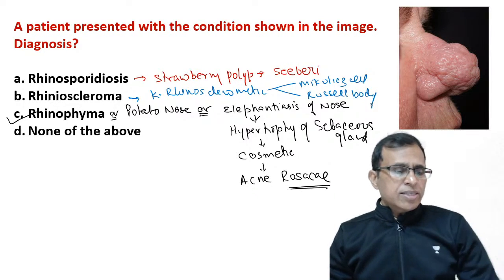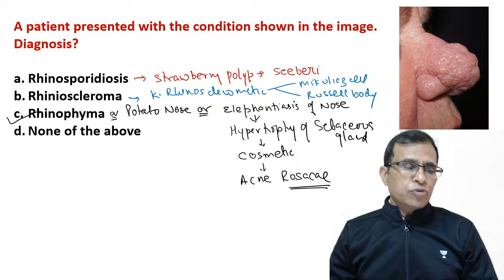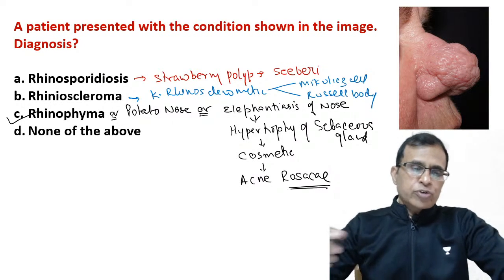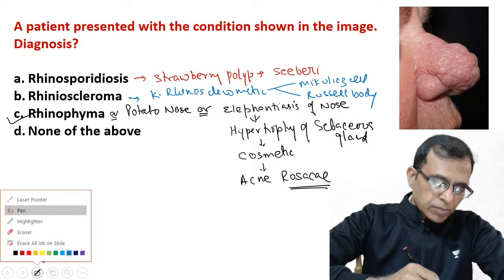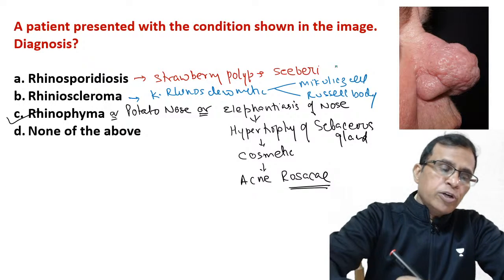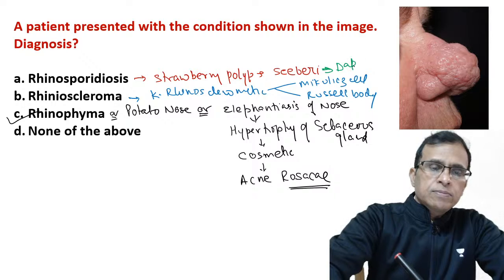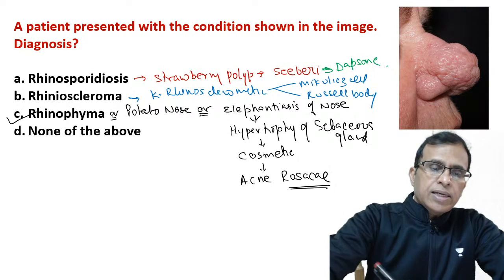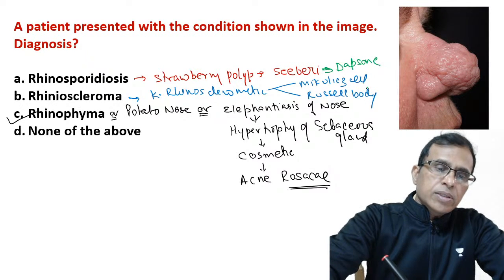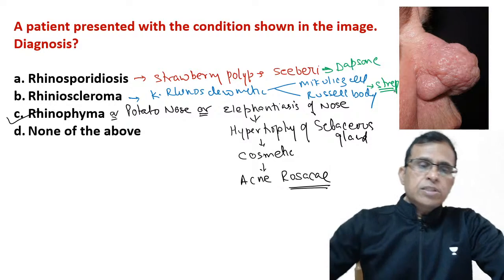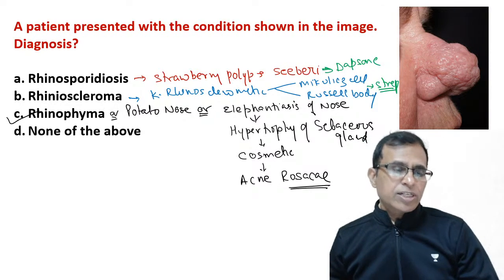In both these conditions, they ask you the drug of choice. Which is the drug of choice for rhinosporidiosis? Which is the drug of choice for rhinoscleroma? So the drug of choice for rhinosporidiosis is dapsone, and in rhinoscleroma it is streptomycin. Streptomycin is the drug of choice in rhinoscleroma. Dapsone is the drug of choice in rhinosporidiosis.